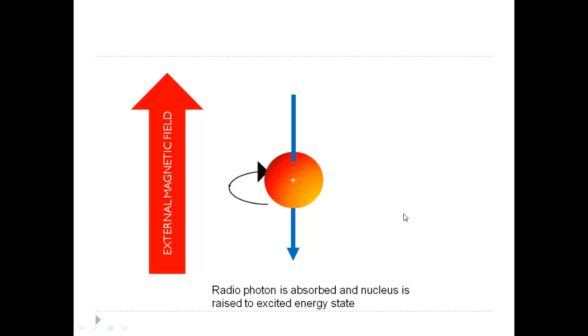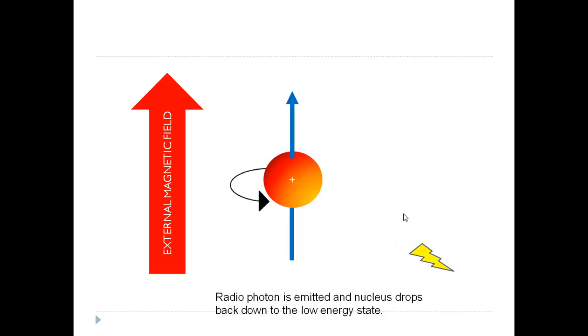And this state is unstable. It's a high energy state, and so the nucleus will drop down to its low energy state, and when it does that, it emits a photon of the same frequency that we used to excite it. And the frequency of the photon that we use here will depend on the strength of this external magnetic field.